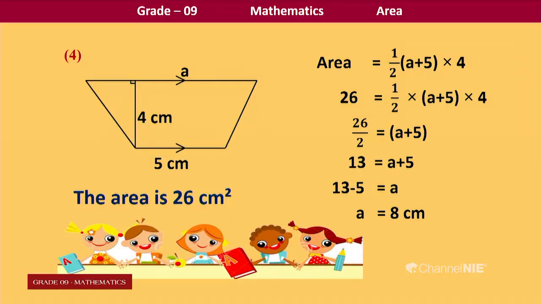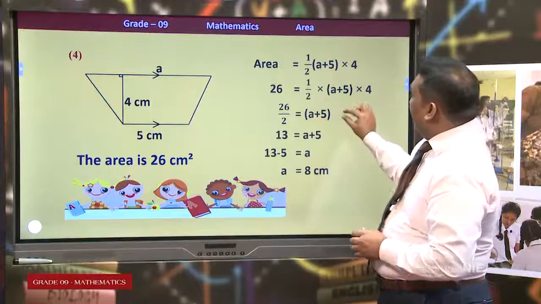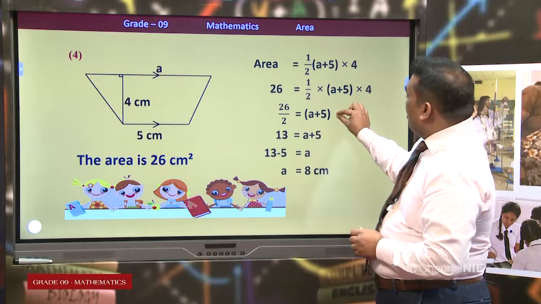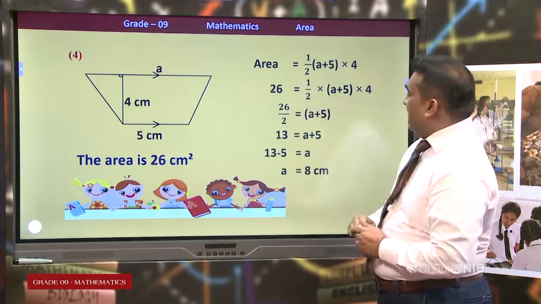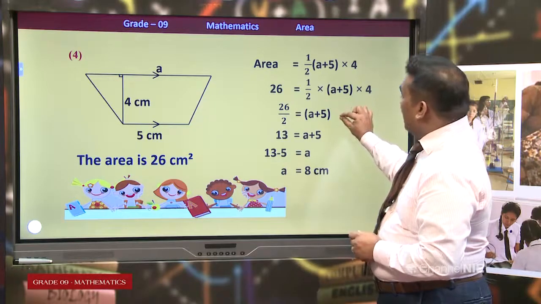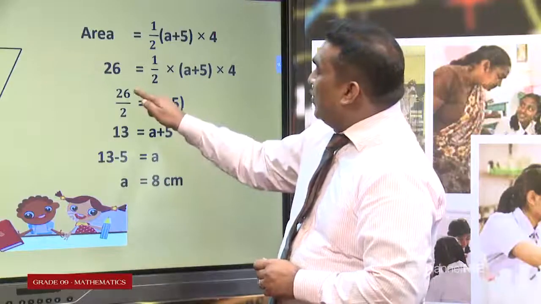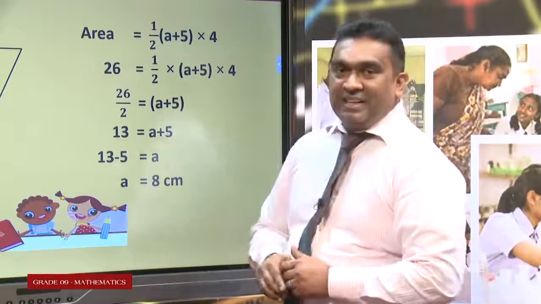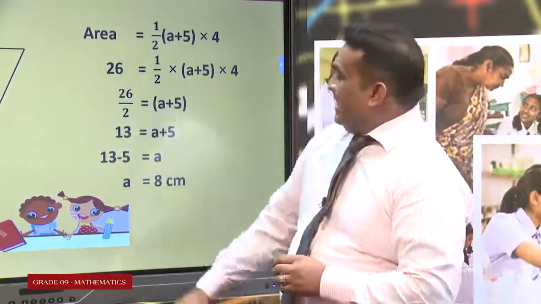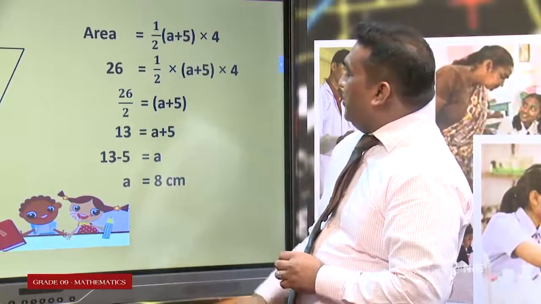Area of a trapezium, half into sum of lengths of two parallel sides into perpendicular height. Here area is 26, half into a plus 5 into 4. 4 divided by 2 is 2. 2 into a plus 5 is equal to 26. Divide both sides by 2, then 2 is cancelled. Here you can see a plus 5. Here 26 over 2 is 13. Understood it? Right. Then 13 equals a plus 5.